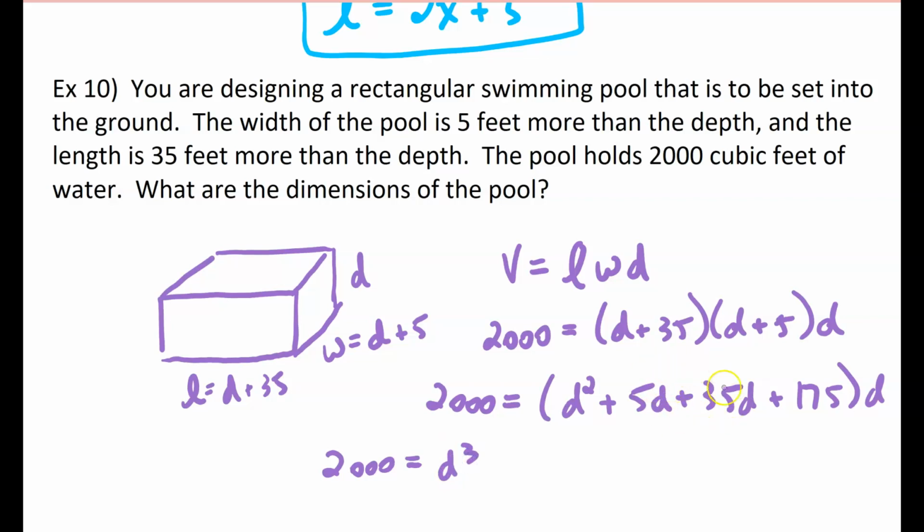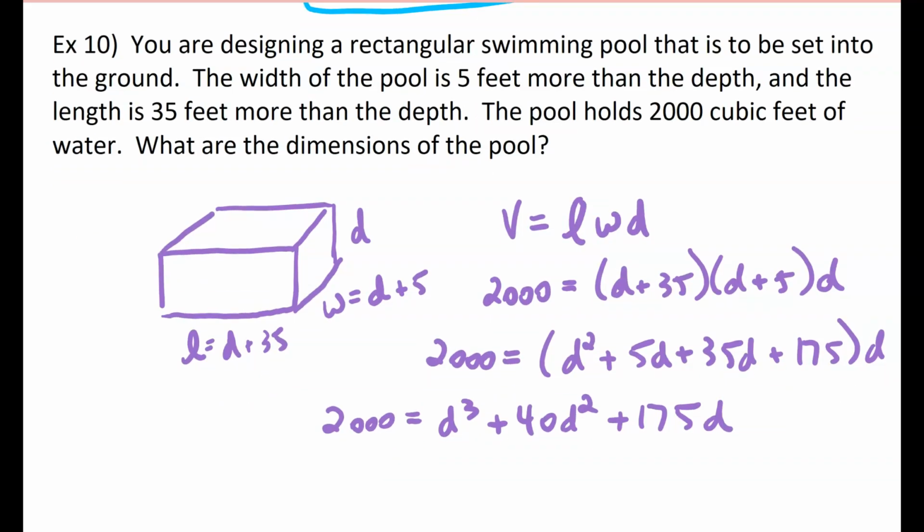If I combine 5d and 35d, that's 40d times d. So that's 40d squared, and then plus 175d. And again, we have to have it equal to 0 before we can do anything more. So I'm going to have to subtract the 2,000 from both sides. So we get 0 over here minus 2,000.